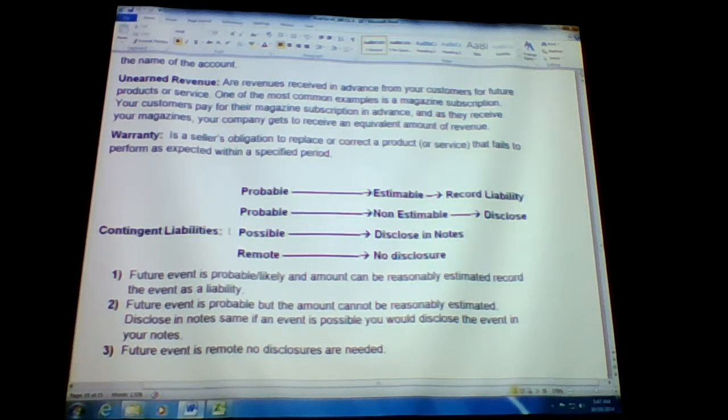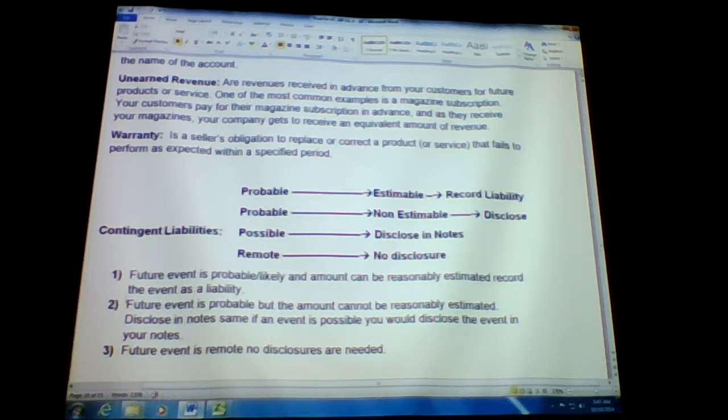Now, if you have a contingent liability where it's possible but there's no monetary cost involved, you would disclose it in your notes. Again, as we talked about, management does have the right to disclose information in their notes to, again, help reassure a reasonable investor that things are as they are stating in their statements. Now, if the contingent liability that has come up is remote, there are no disclosures needed. If it's a remote chance, it's very unlikely that it's going to happen, so you don't have to even make a note of it.